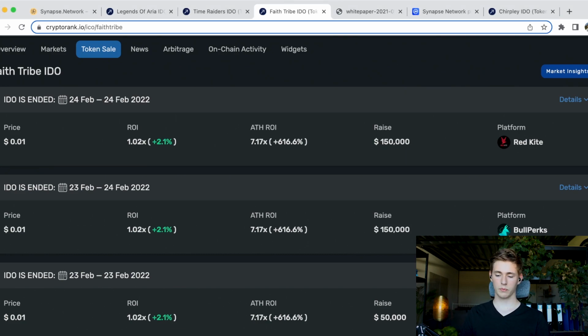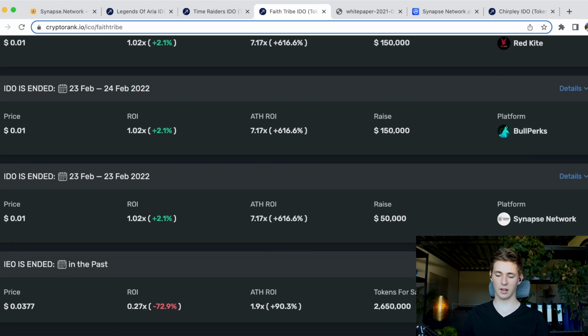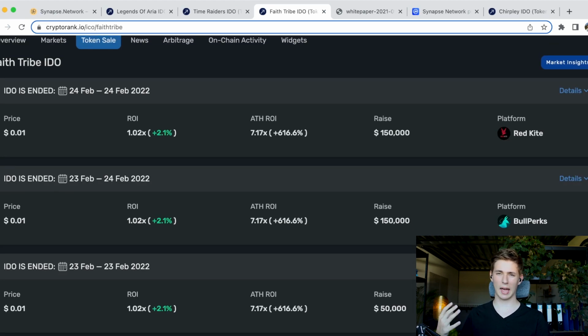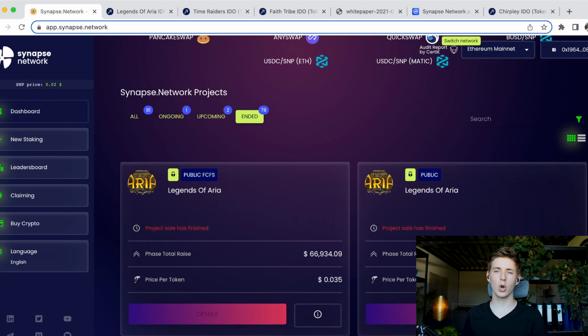Now this one was also featured on Bullperks and Red Kite, and on both of these two launchpads I also have a review. I was quite bullish on both of them. So again, Synapse is launching the more mainstream projects that are also featured on many other launchpads and even some bigger launchpads, which does give a little bit more security, right? If Synapse would be only posting bad launches, then you could be sure that all these other launchpads would also be posting garbage, right? Because they're basically hosting the same pools. Only Synapse is hosting slightly smaller pools, but they're covering the same IDOs, same IGOs.